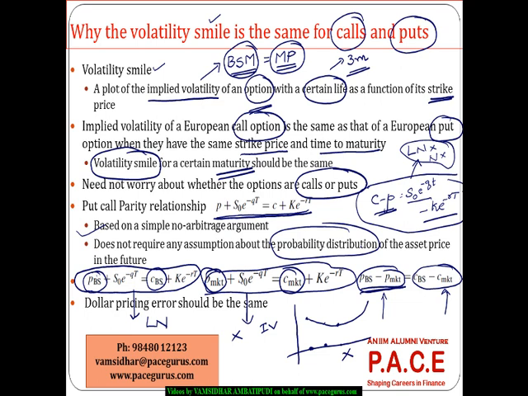Once the implied volatility is the same, the graph of the implied volatility against the strike price should remain the same. That's one of the prime reasons we talk about the volatility smile being the same for calls as well as for the put option.